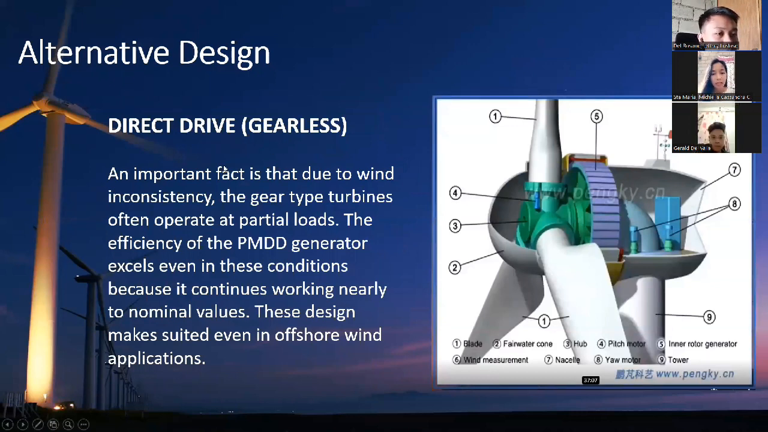Direct drive gearless. An important fact is that due to wind inconsistency, gear type turbines often operate at partial loads. The efficiency of the PMDD generator excels even in this condition because continuous working is needed at nominal values. This design makes it suited even for offshore wind applications. Next.